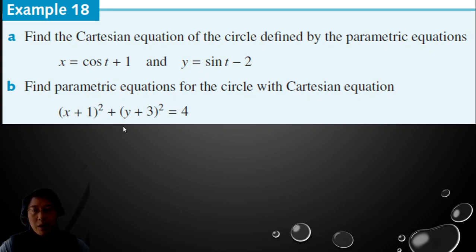With this one, you should be more familiar. The center is (-1, -3), and the radius is the square root of 4, which is 2.